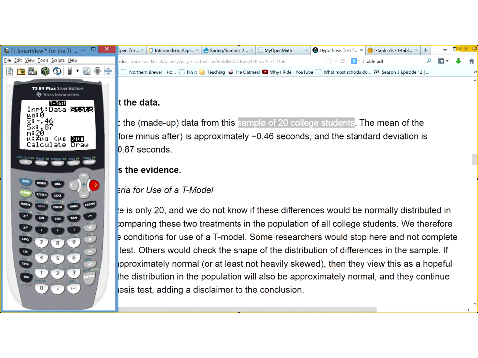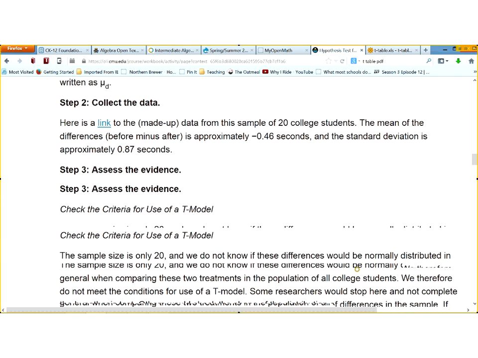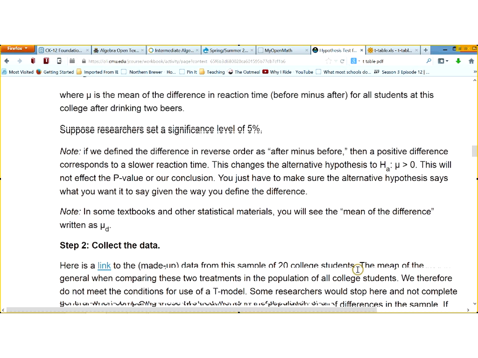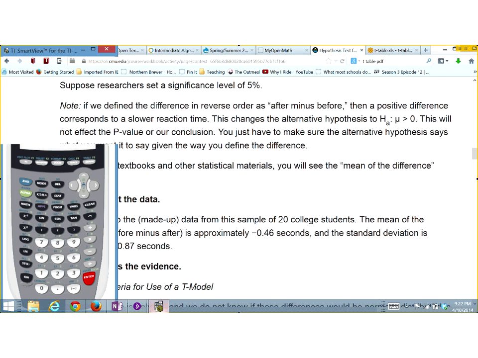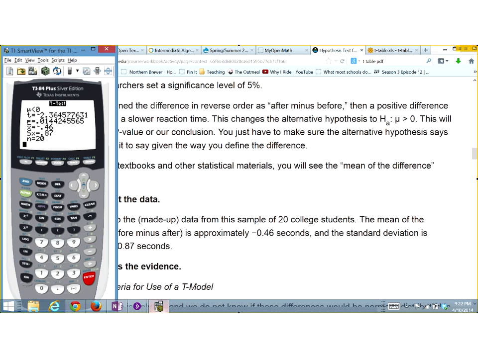In other words, that there actually is a decrease in reaction times. Okay, so I changed it to less than, and then I go down and calculate, hit enter. So our p-value is 0.014, test statistic negative 2.36. Let's see, so the researchers set a significance level of 5%. And that p-value is less than 5%. 5% is 0.05. That p-value is 0.01.